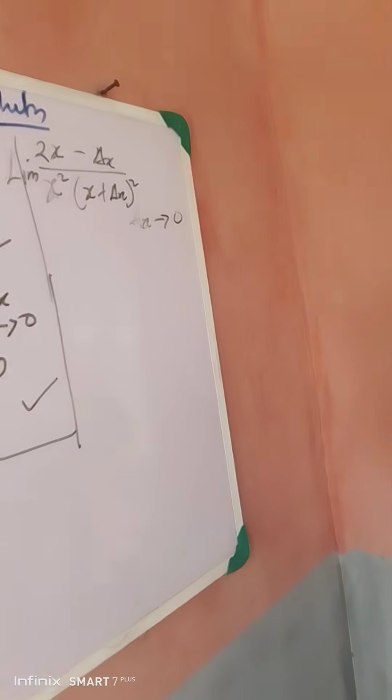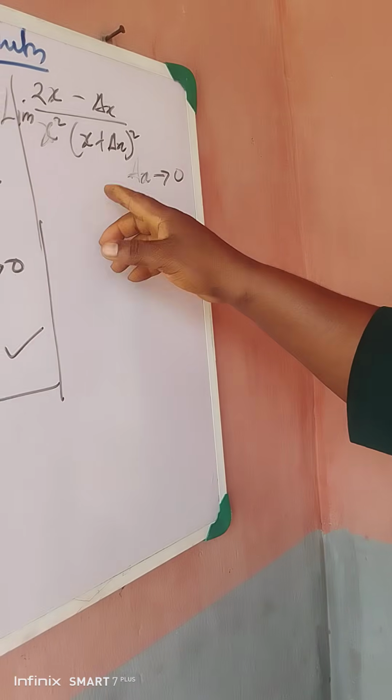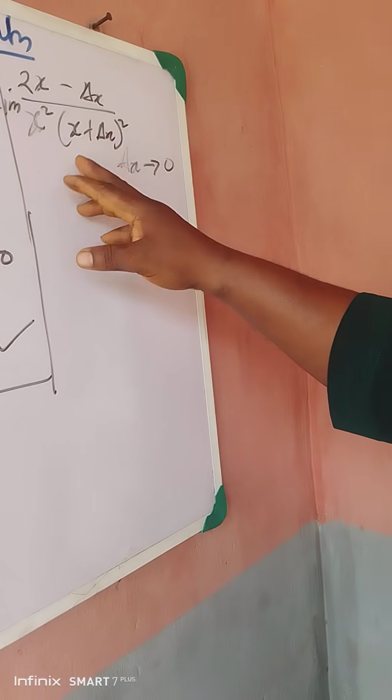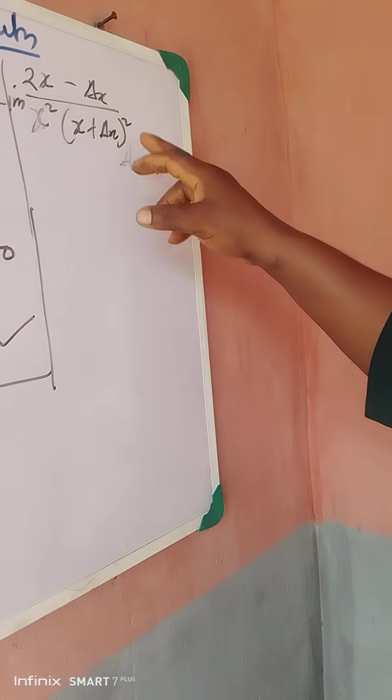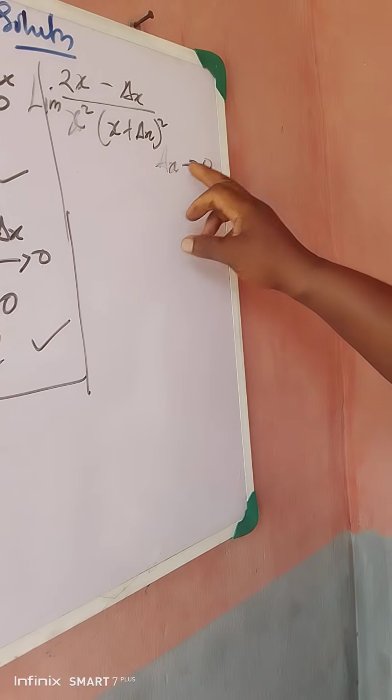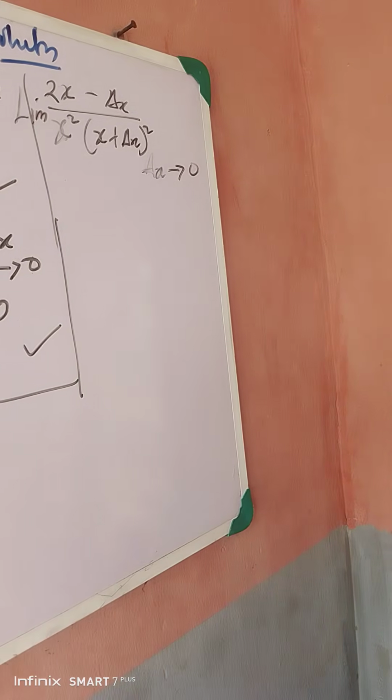I will say that I'm going to solve number 3. Say the limit of (2x minus delta x) over x squared times (x plus delta x) squared, as delta x tends to 0. Normally what we have been doing is to replace this delta x with 0. So let me do that here.